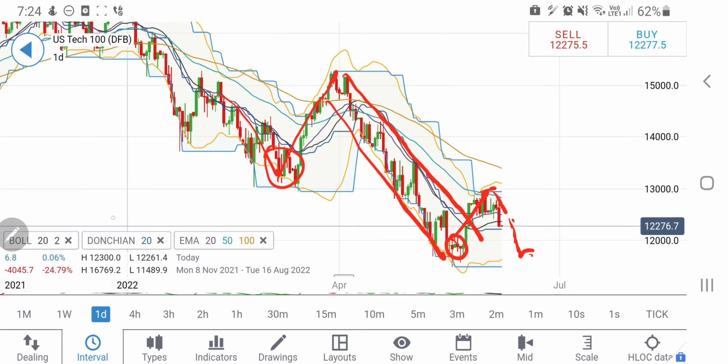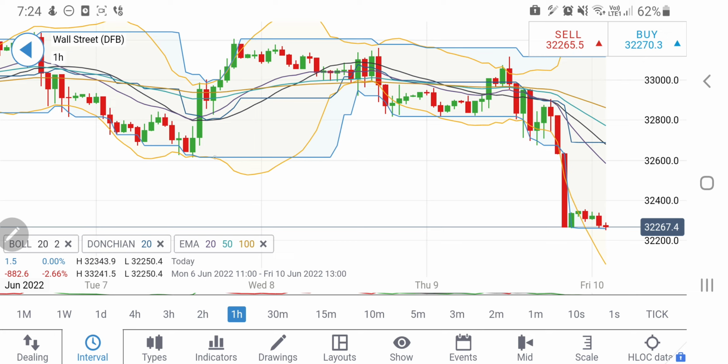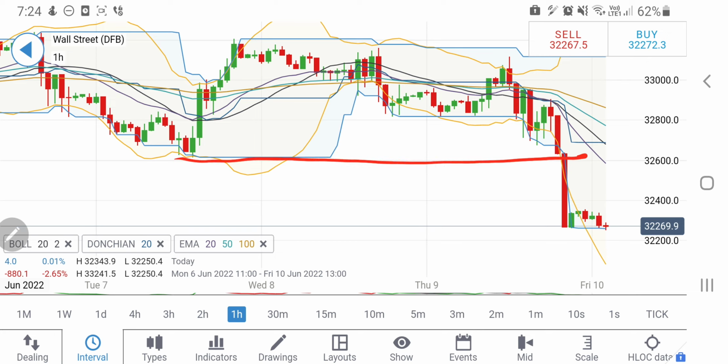Now let's have a look at US30. See, US30 has given a decisive breakout, breaking below the support at 32,600. We have seen it giving lower highs consistently, and then this breakout occurred. So in a single candle, it has dropped to these levels.